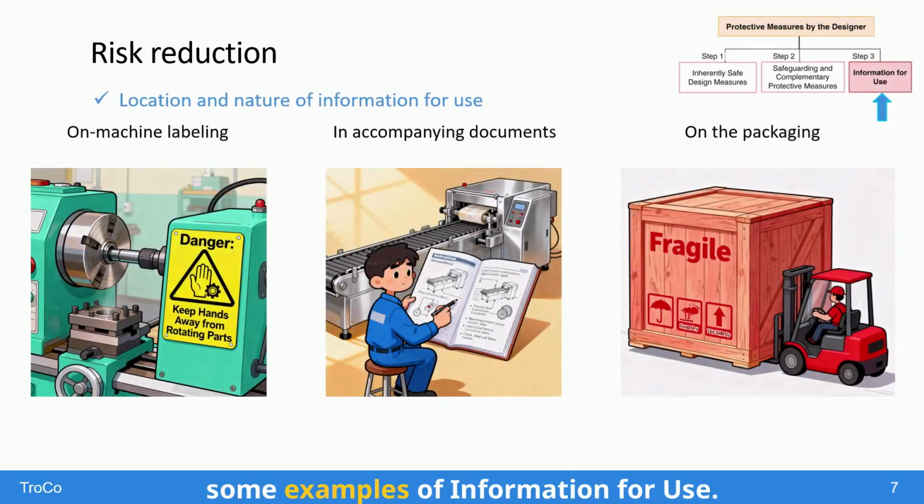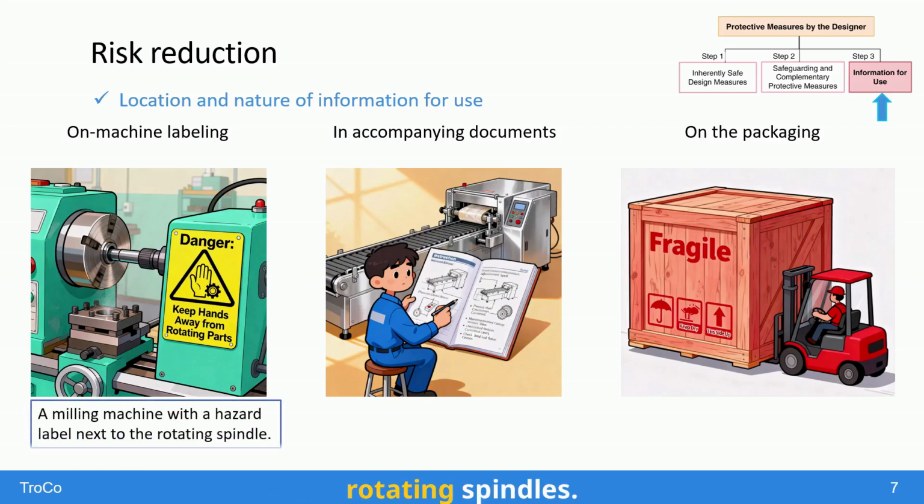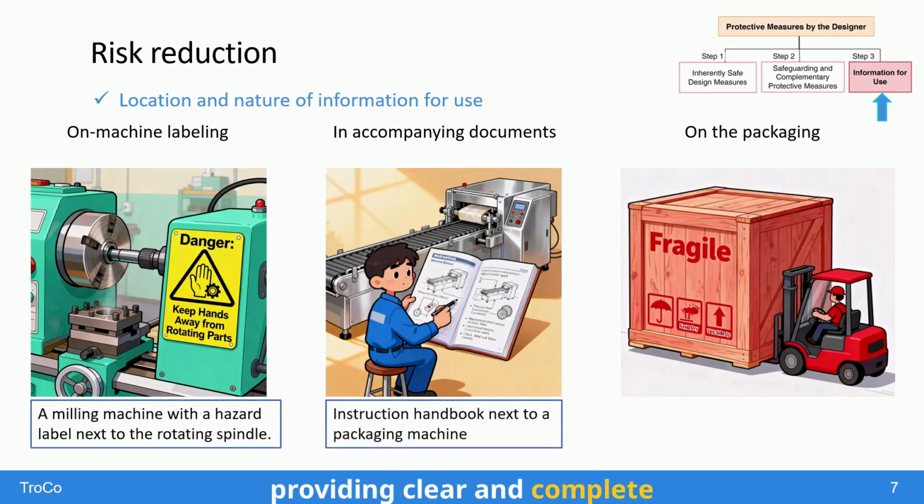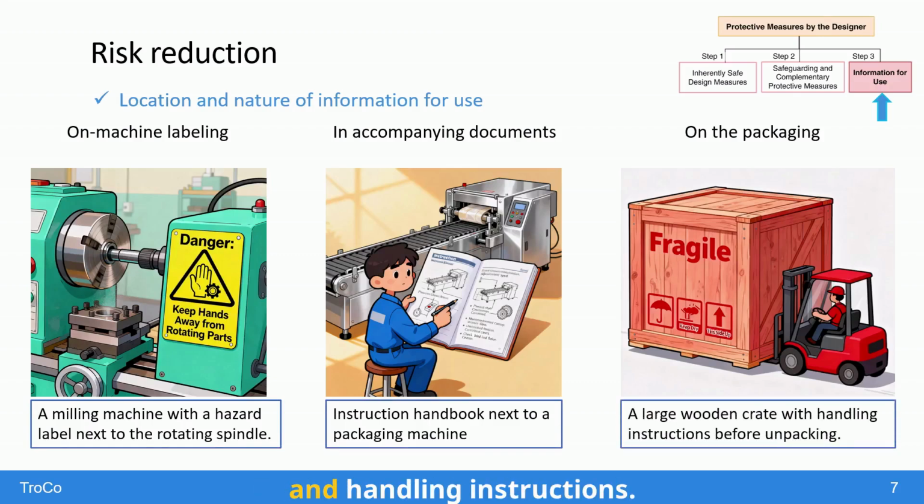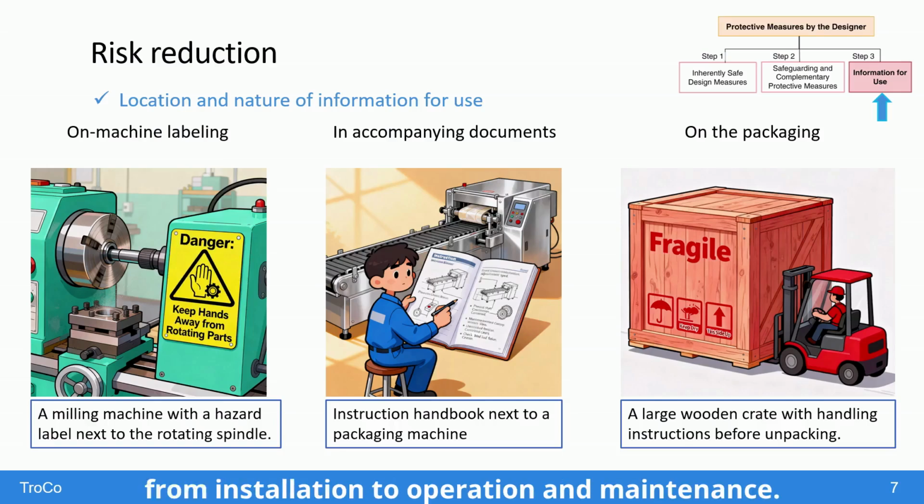And finally, some examples of information for use. On machine labels, for instance, warning symbols placed near rotating spindles. Instruction handbooks, providing clear and complete operating guidance. Packaging, with safety symbols and handling instructions. Together, these 3-step measures support safe use throughout the machine's entire life cycle, from installation to operation and maintenance.